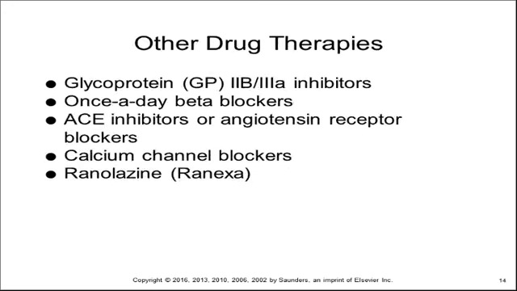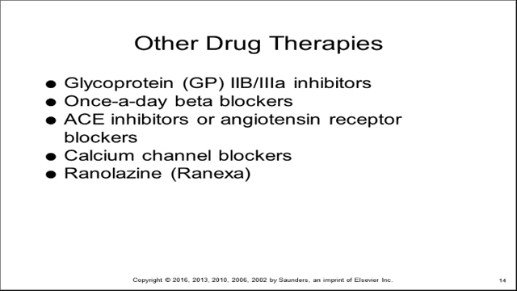Other drug therapies that can be used with patients who have had an MI are glycoprotein inhibitors. These target the platelet component of the clot. It's administered IV, and it basically prevents the fibrinogen that we have from attaching to your platelets at the site of the thrombus. Beta blockers are also really good for MIs. They decrease the size of the infarct, and they also help to decrease mortality rates in patients with MI.